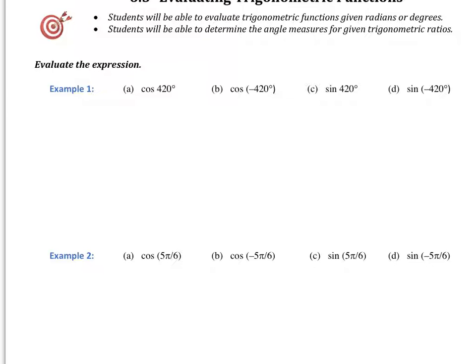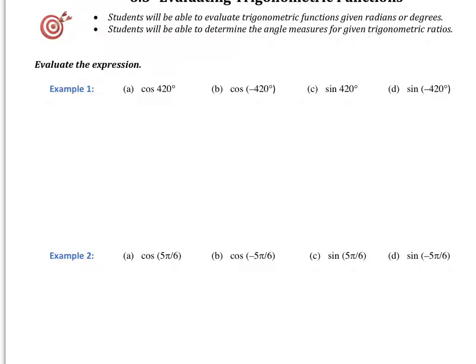Okay, so this is the second day. Examples 1 and 2 were based upon what we just did with that trig spinner, being able to figure out your cosine of 420, negative 420, and so on. See if you can possibly do it without a calculator, without using a picture.